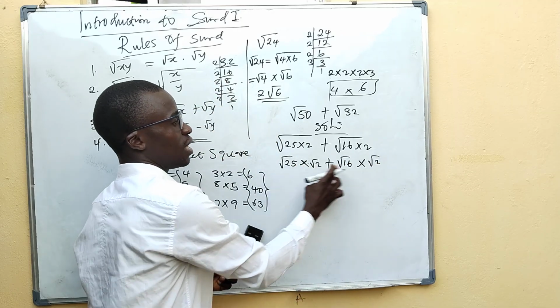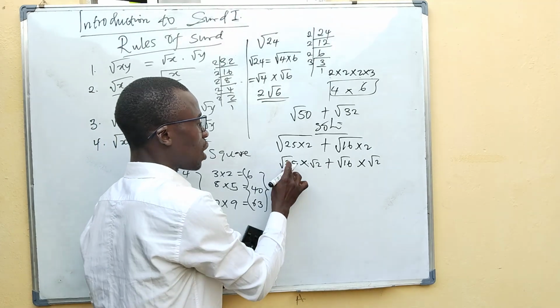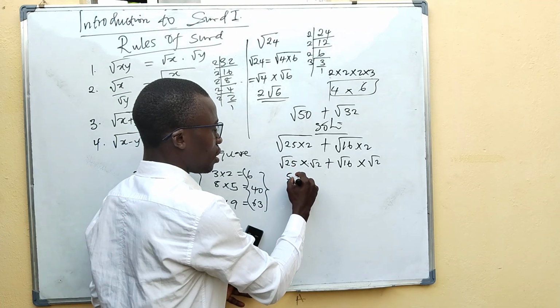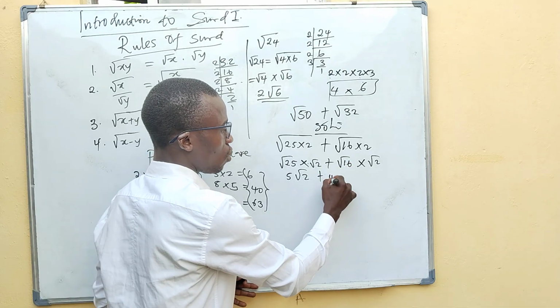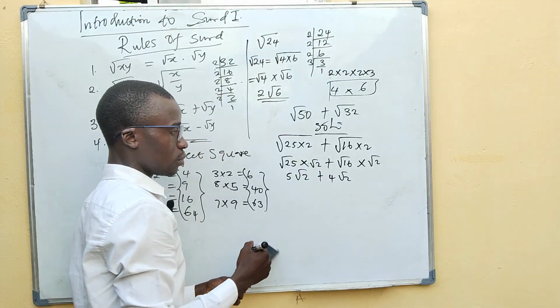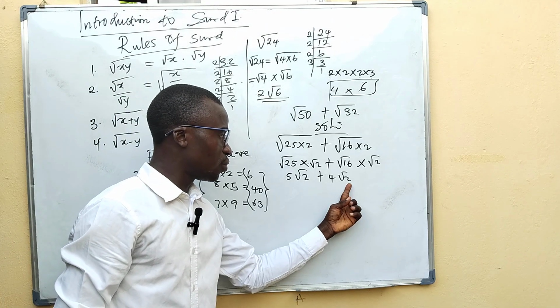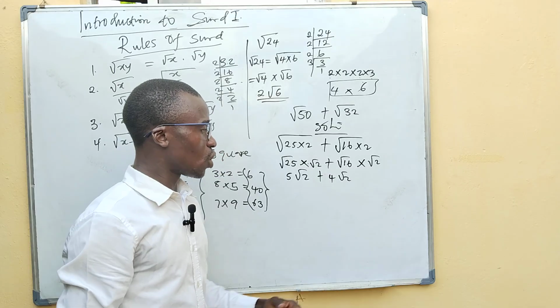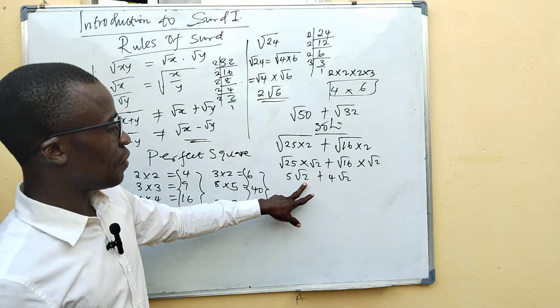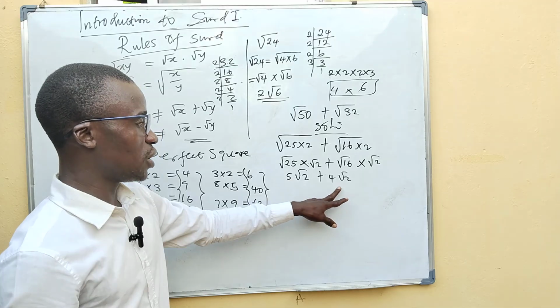Please check this. This is times. This is times. This is addition, or plus. Now, square root of 25 is 5. Then root 2 plus square root of 16 is 4 root 2. What did you observe now? This is root 2, this is root 2. Can you factor out anything? There is no factor here apart from this.